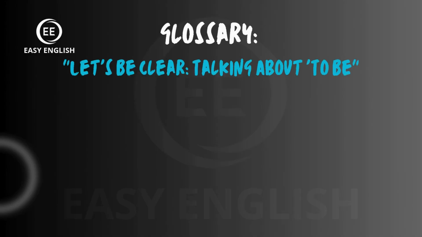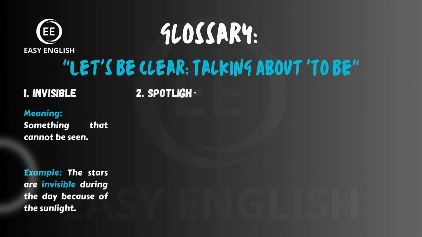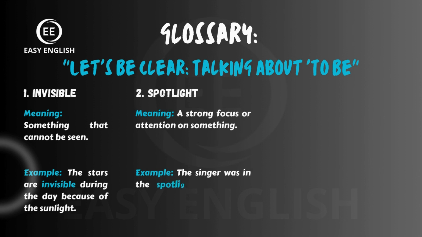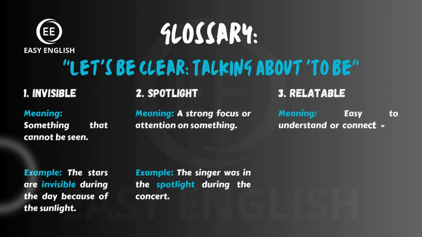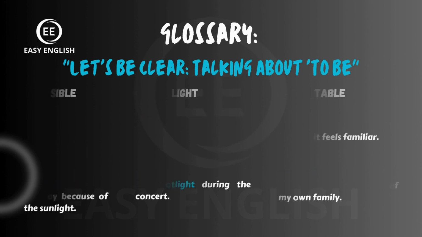Glossary. 1. Invisible. Meaning, something that cannot be seen. Example, the stars are invisible during the day because of the sunlight. 2. Spotlight. Meaning, a strong focus or attention on something. Example, the singer was in the spotlight during the concert. 3. Relatable. Meaning, easy to understand or connect with because it feels familiar. Example, the movie was so relatable, it reminded me of my own family.